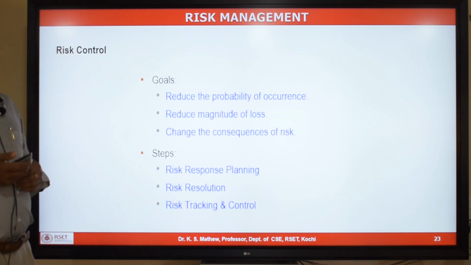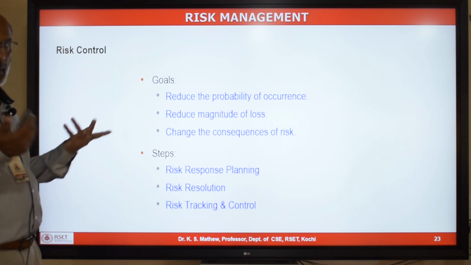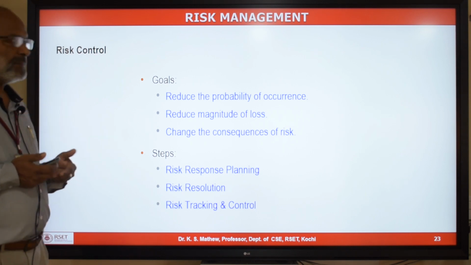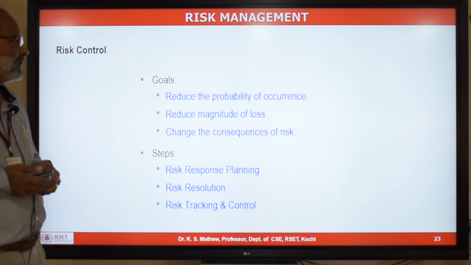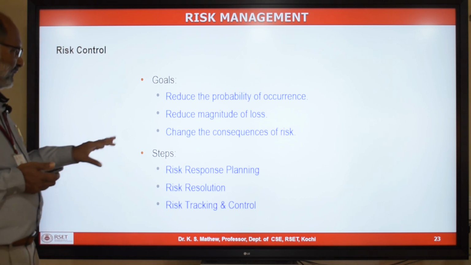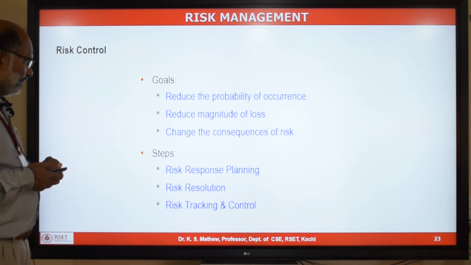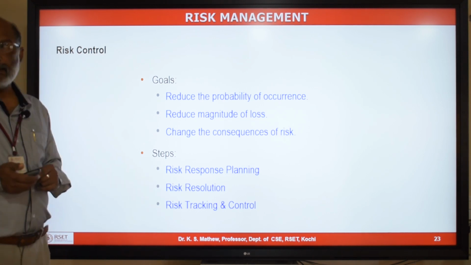Now the last process is risk control. So the primary goal of this process is to reduce the probability of occurrence and reduce the magnitude of loss, or reduce the impact and change the consequence of the risk. That is the main goal of this process of risk control. And what are the different processes under risk control? Risk response planning, risk resolution, and risk tracking and control.